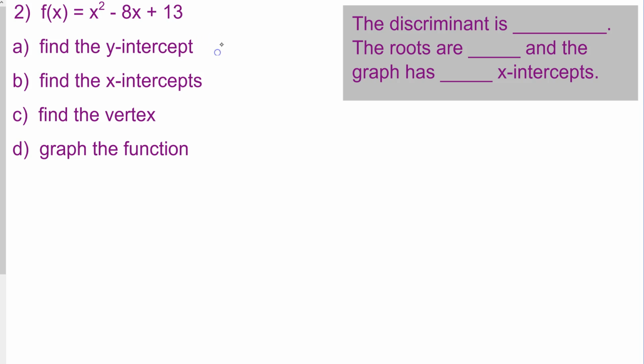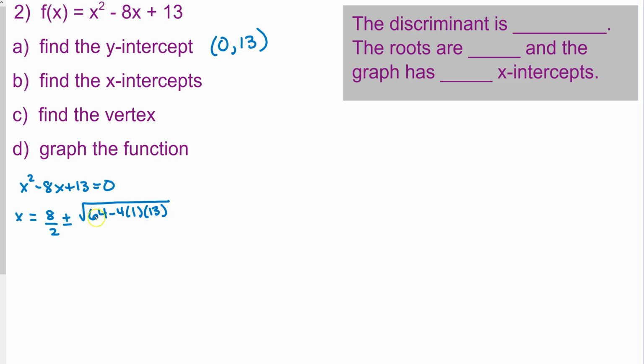So the y-intercept has an x-coordinate of 0, so that's going to be (0, 13). To find the x-intercepts, I'm going to set the y value equal to 0. So that gives me x squared minus 8x plus 13 equals 0. And I'm going to use the quadratic formula to solve that equation. So x equals the opposite of b over 2a plus or minus the square root of b squared minus 4ac over 2a. And that's going to simplify to be 4 plus or minus the square root of 12 over 2.